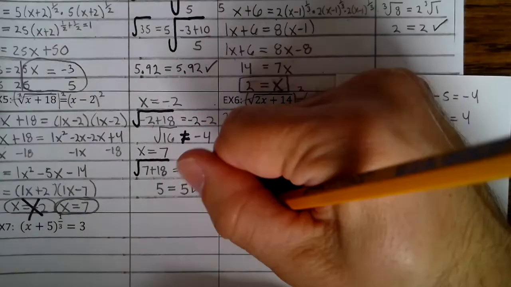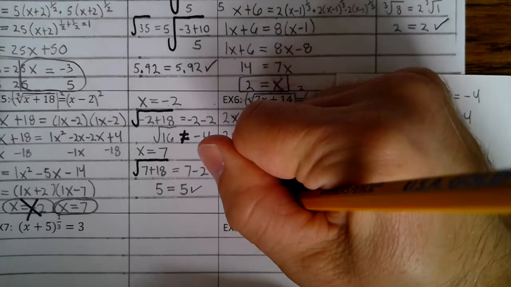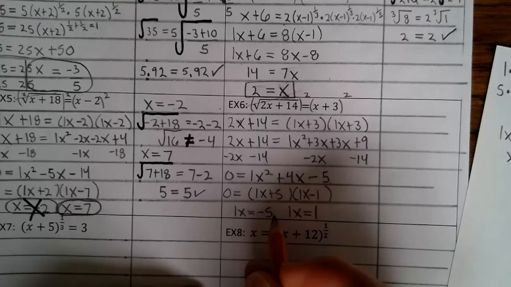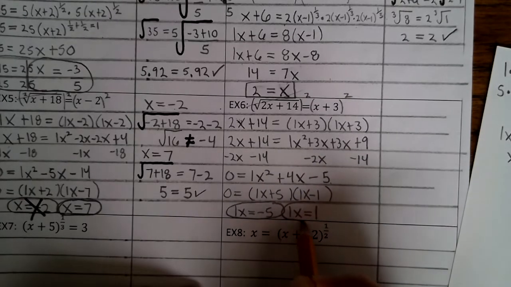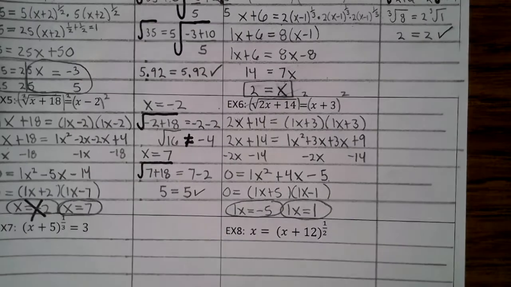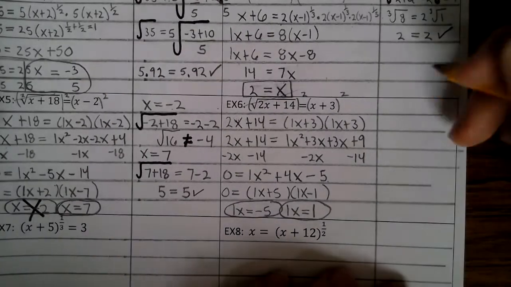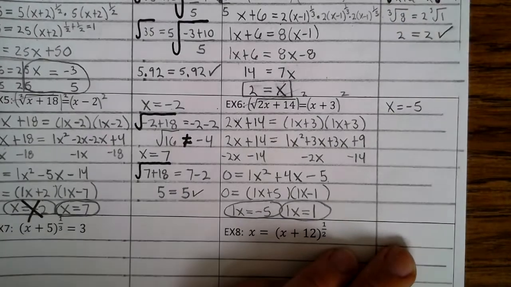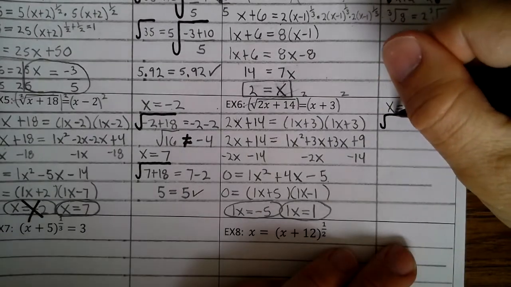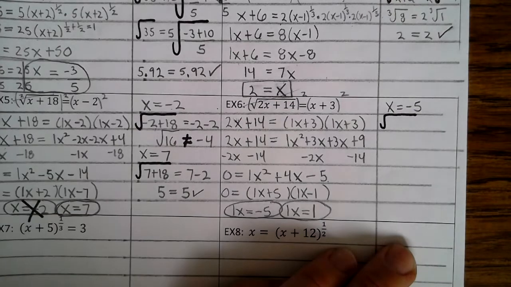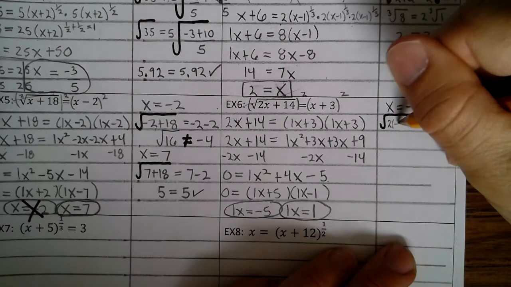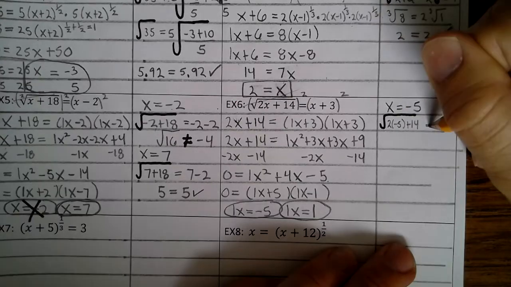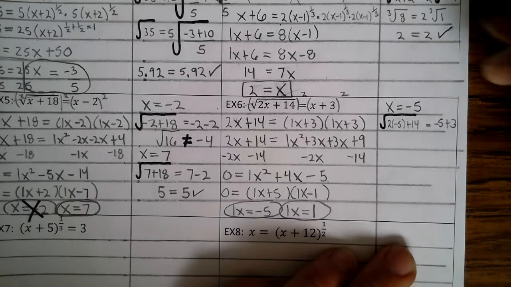Now we need to check. Okay, so let's check x equals negative 5 first. So that's the square root of 2 times negative 5 plus 14 equals negative 5 plus 3. Well, negative 10 plus 14 is 4, so we get the square root of 4 does not equal negative 2. So this is not a solution.